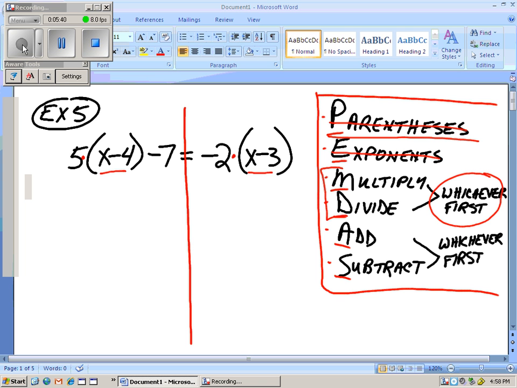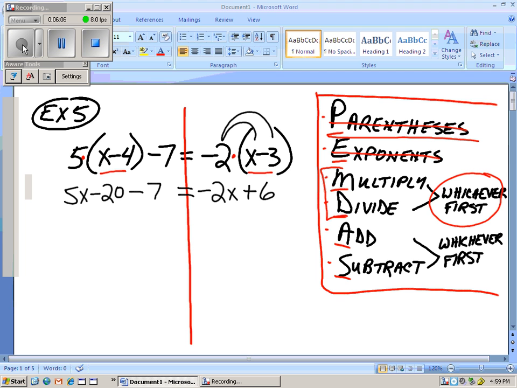So I'm going to take care of that multiplication. 5x minus 20, because 5 times negative 4 is negative 20. And I still have a minus 7 hanging around out here on the end. We'll get to him in a minute. Here's my equal sign. I'm going to do negative 2 times x is negative 2x. And negative 2 times negative 3 is positive 6. Remember, a negative times a negative is a positive.